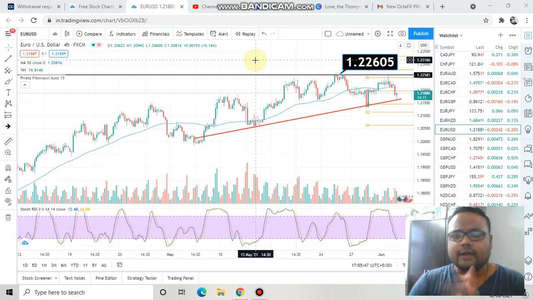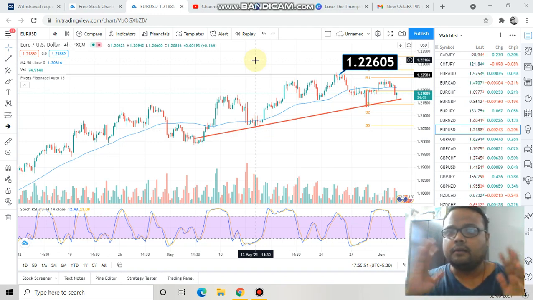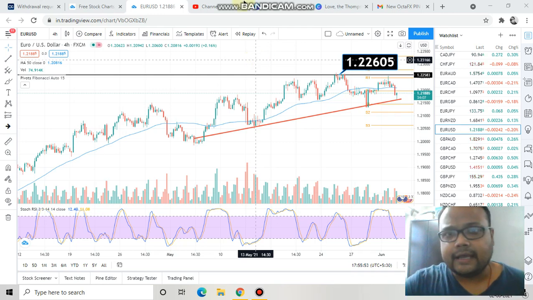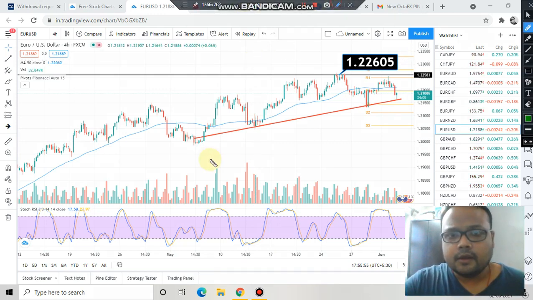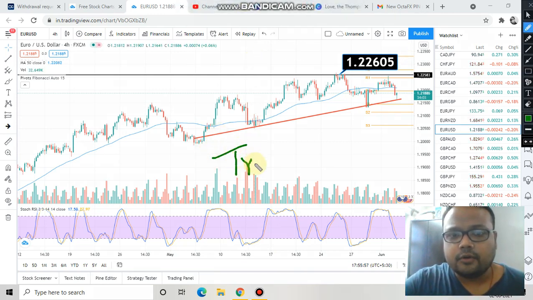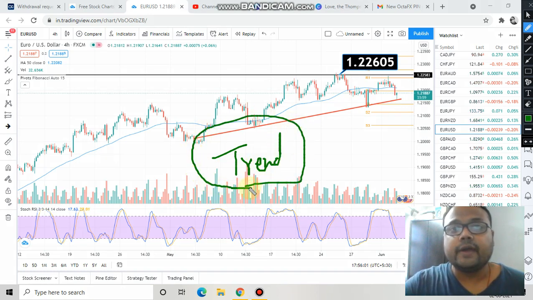If you look at the chart, overall the uptrend is still there. There is no doubt that the market is in an uptrend. And as I always say, we should always follow the trend, never go against the trend.